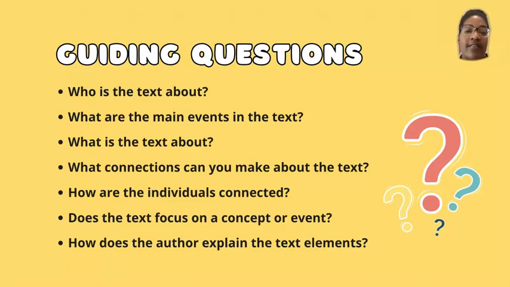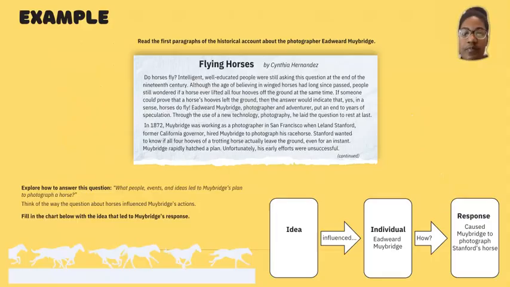So, how are these individuals, events, or ideas influencing each other? How are certain individuals connected to one another? Does the text focus on a concept or an event? So does it focus on an idea or an event that's taking place? And how does the author explain these text elements? So how do they illustrate the individuals, events, and ideas and make that connection for us?